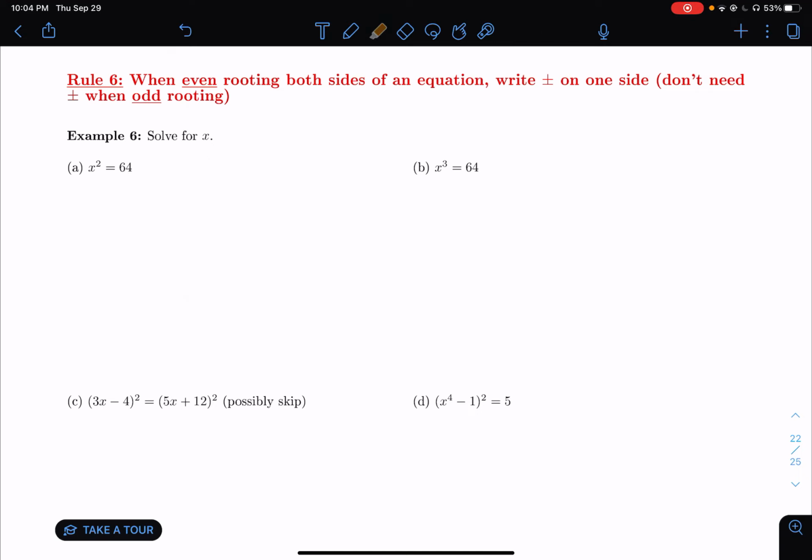In this video, we'll talk about rule number 6 for solving equations, which says that when you even root both sides of an equation, we need to write a plus or minus, but when we odd root both sides of an equation, we don't need a plus or minus. So let's look at some examples.